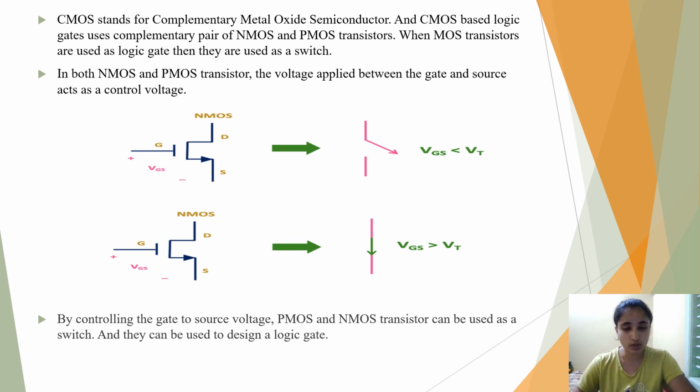When it is an open circuit, VGS is less than VT. When it is a closed circuit, VGS is greater than VT. So by controlling the gate-to-source voltage, PMOS and NMOS transistors can be used as a switch, and they can be used to design logic gates. So this is an NMOS transistor.